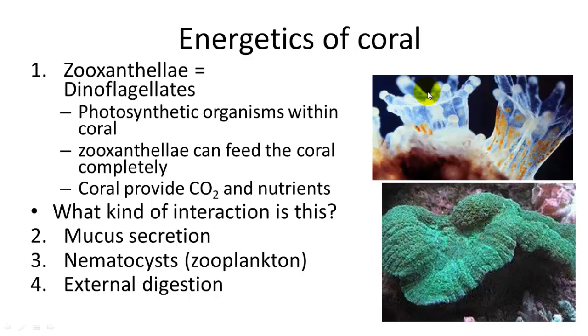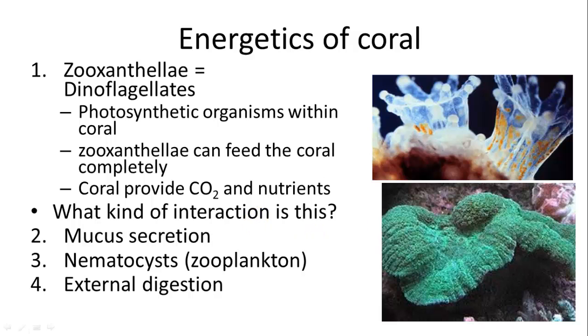All right, so coral get their energy in a number of different ways. One is through zooxanthellae, which are dinoflagellates, which live inside the polyps of the coral. You see these little orange spots here, and it's what makes them green. These are photosynthetic organisms, and they photosynthesize and provide energy molecules for them. The coral, on the other hand, provide carbon dioxide and nutrients for the zooxanthellae. And this, of course, is a mutualistic interaction.